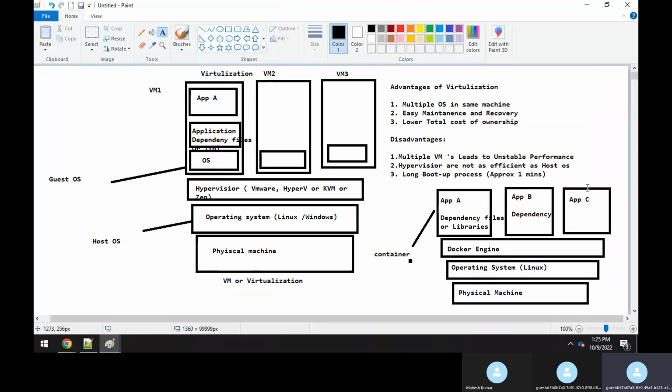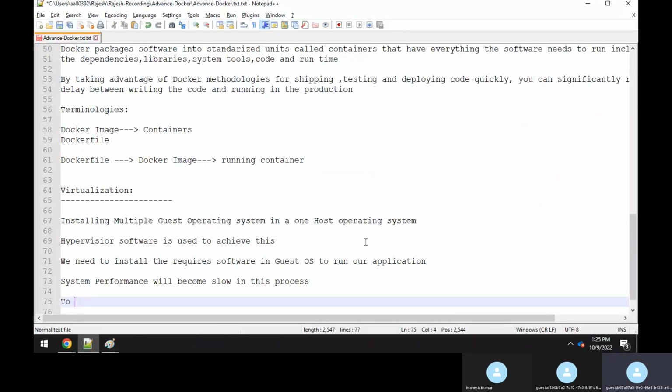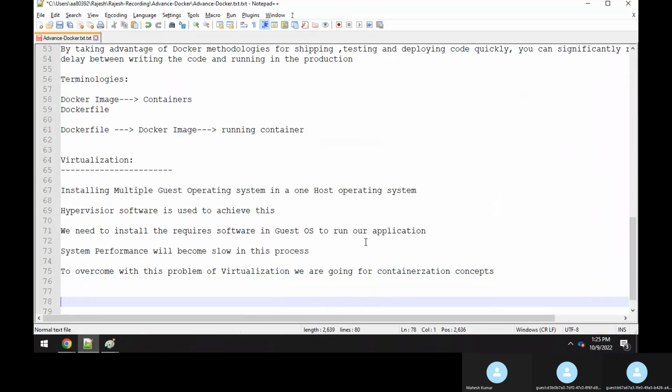So to overcome this problem of virtualization, we are going for containerization concepts actually. So what is the containerization concept actually?